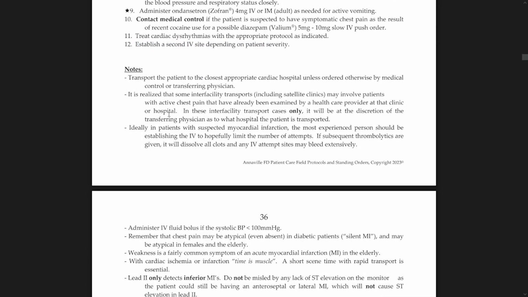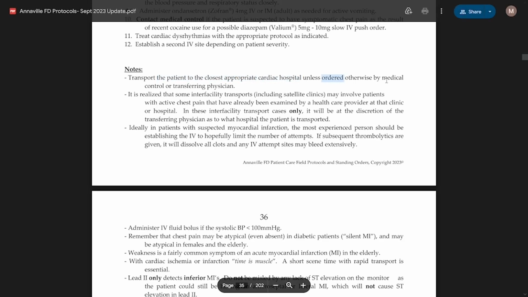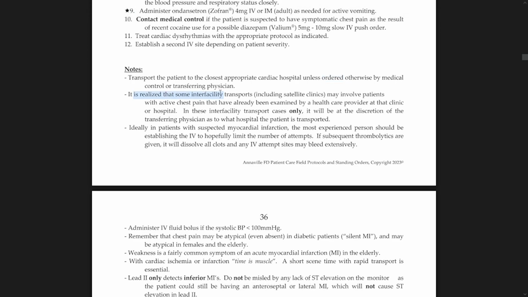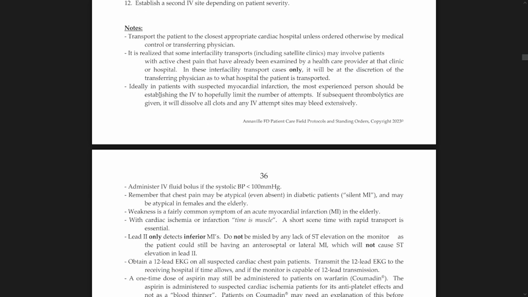Now note, you want to transport the patient to the closest appropriate cardiac hospital, unless ordered otherwise by medical control or a transferring physician. It is realized that some interfacility transports, including satellite clinics, may involve patients with active chest pain that have already been examined by a healthcare provider at that clinic or a hospital. In these interfacility transport cases only, it will be at the discretion of the transferring physician as to which hospital the patient should be transported to.